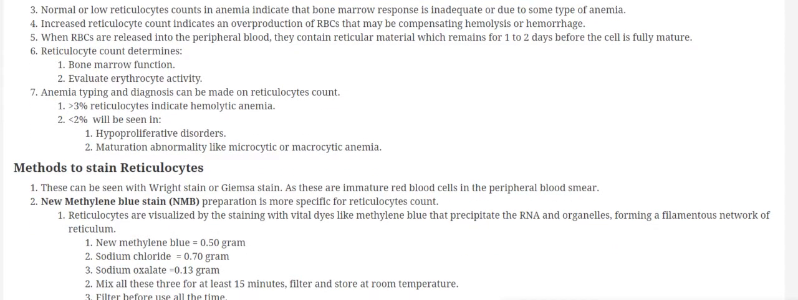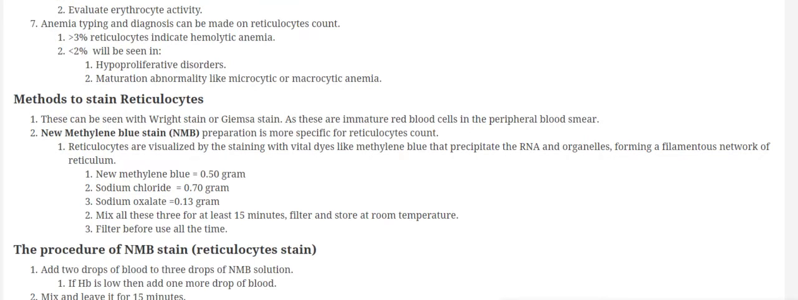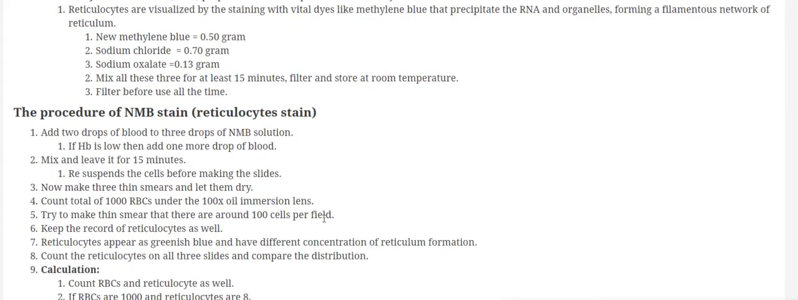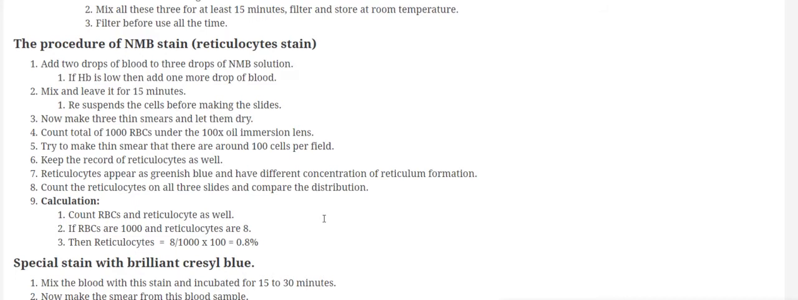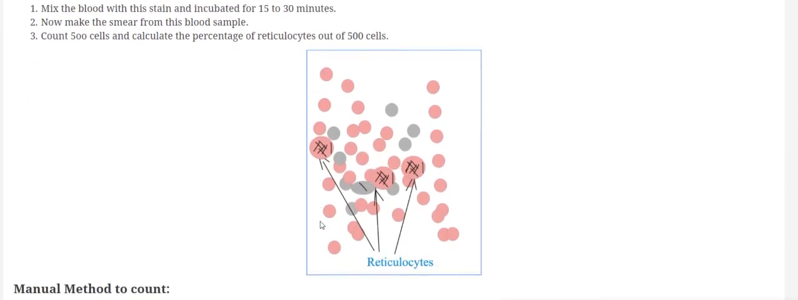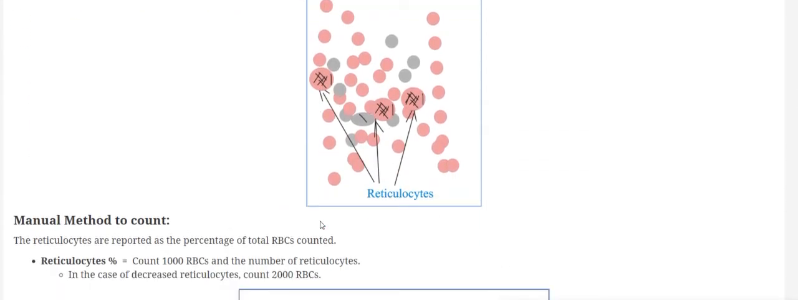Now, what are the methods you can use to find the reticulocyte count? There are two stains which are used routinely. One is the new methylene blue stain and the other is cresyl blue. Now, I have given all the details on labpedia.net: the ingredients of the new methylene blue stain and the procedure, how to stain the peripheral blood smear. So if you go through our website labpedia.net, you will find all these details.